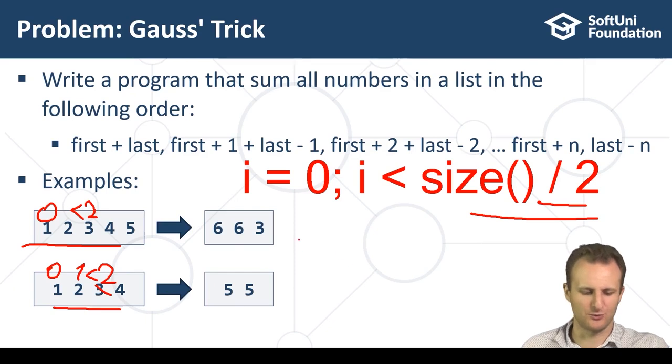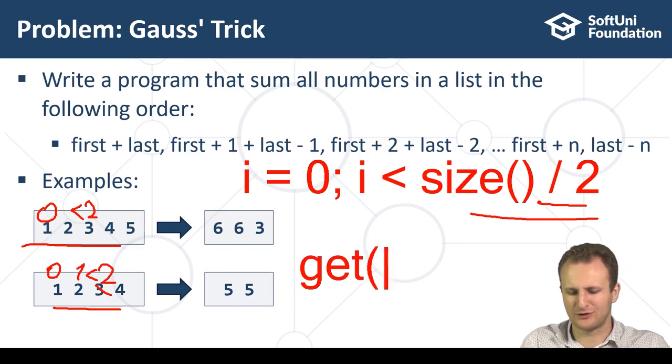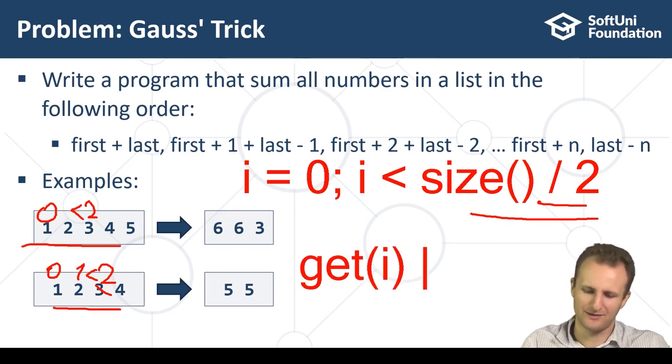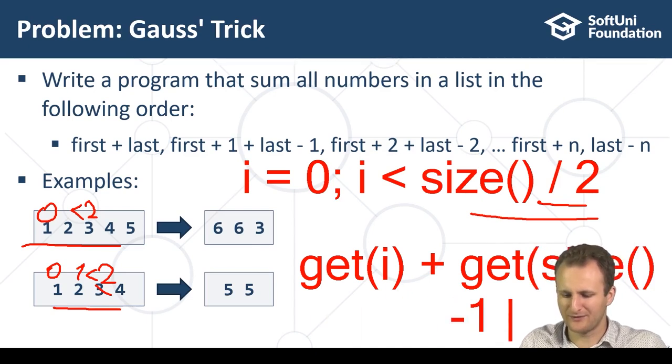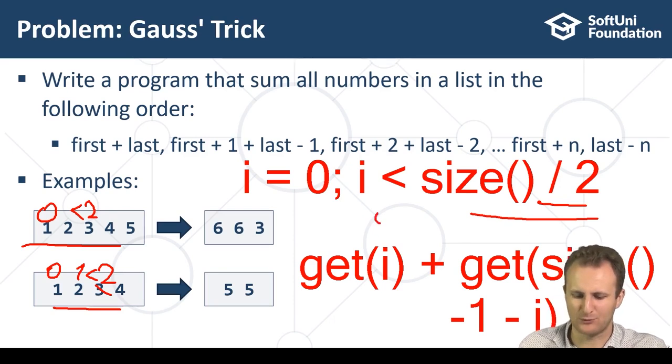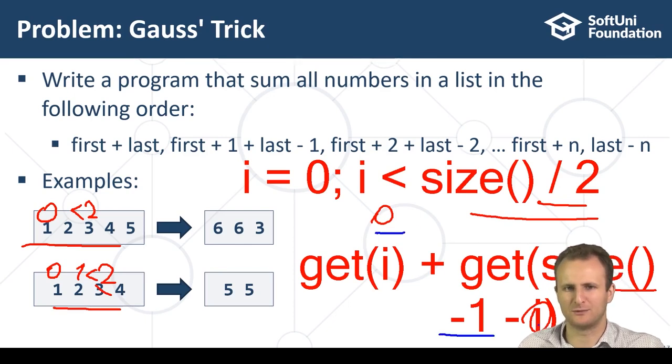And what would you be doing? Well, you're calculating the sum of I plus the sum of size minus 1 minus I. Why is it size minus 1 minus I? Well, because if I is 0, we would get size minus 1 minus 0. So size minus 1. So index 0 will match index size minus 1, which is what we want. And index 1, we want to match size minus 2. And so on and so forth.